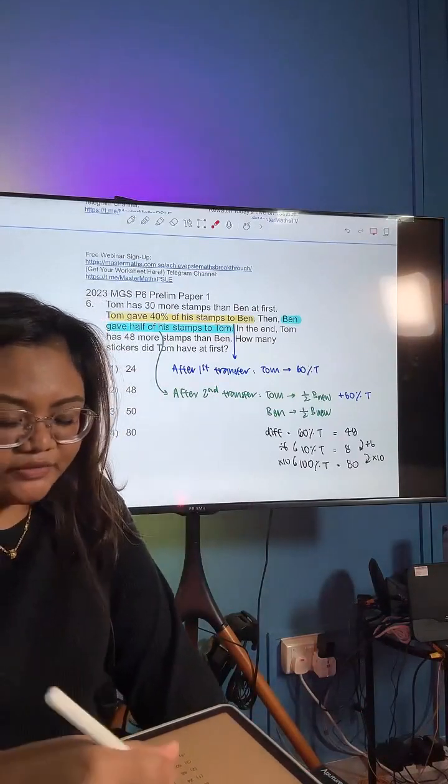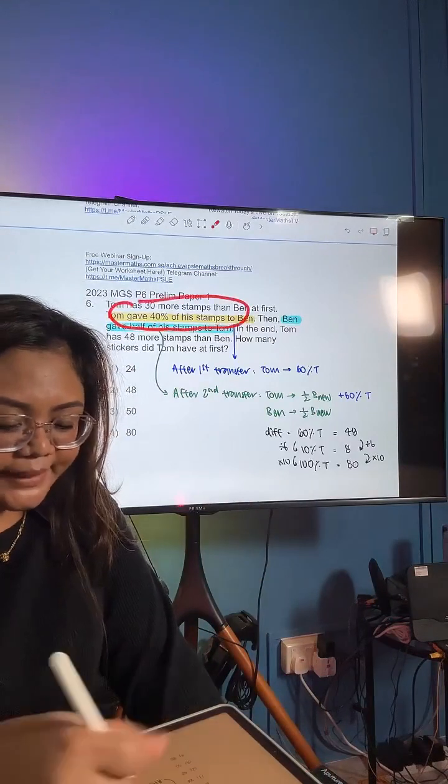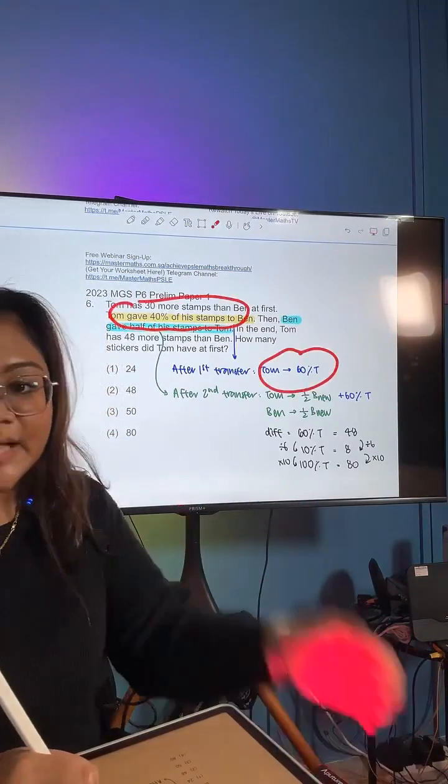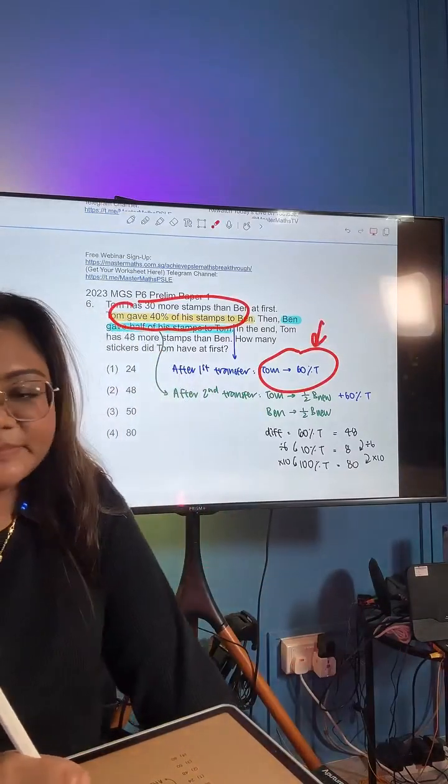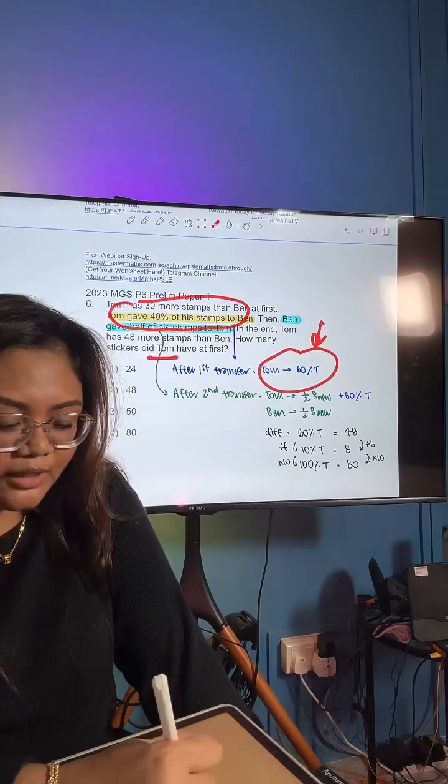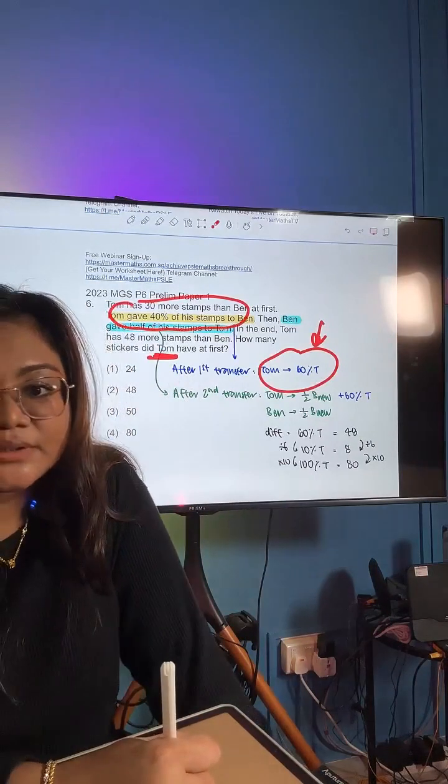After the first transfer, because I gave 40%, I'm going to be left with 60%. After the first transfer, I only focus on Tom. Tom will have 60%. Okay, why do I only focus on Tom? Because I want Tom at first. Okay?